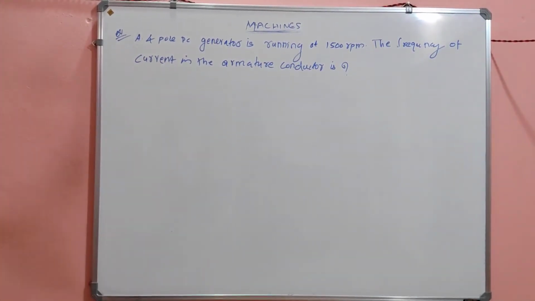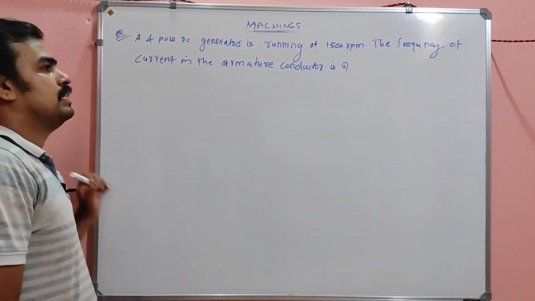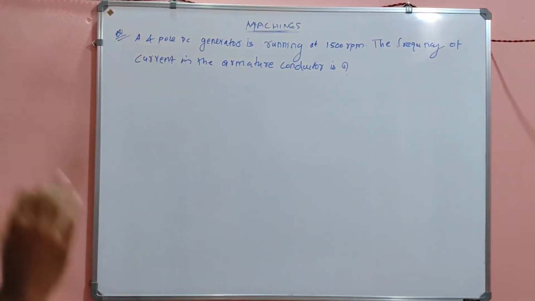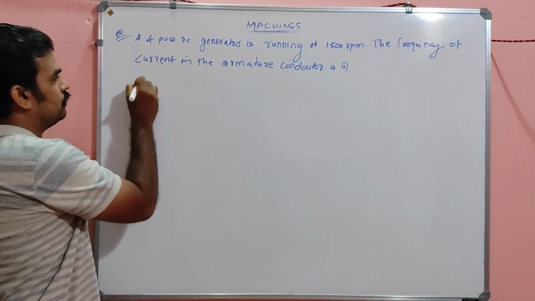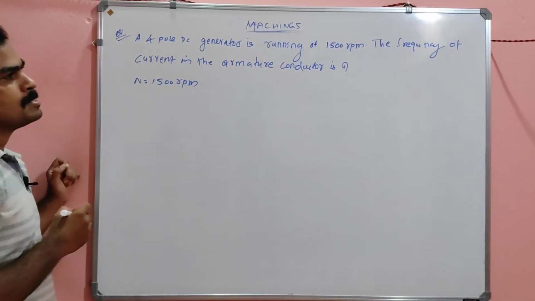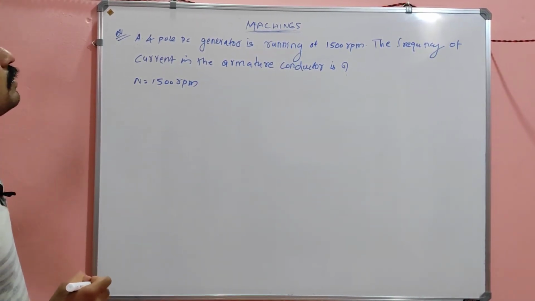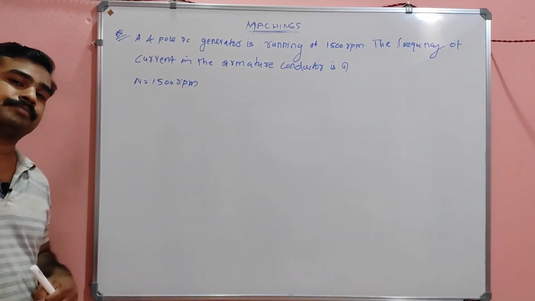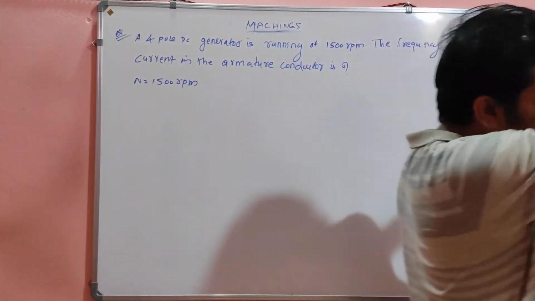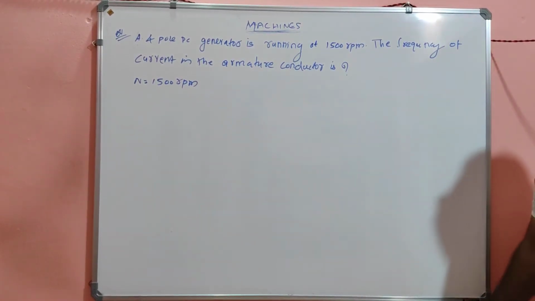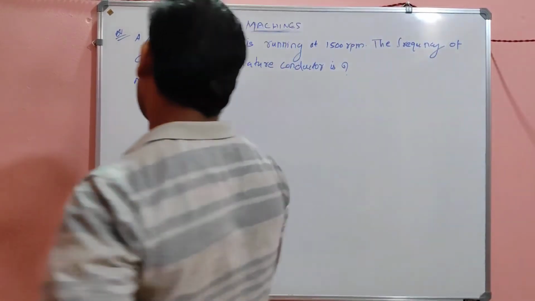It's a very good question, and there is a chance of making an error also. A 4-pole DC generator is running at 1500 rpm, my dear. So N is nothing but 1500 rpm, it's given. The frequency of the current in the armature conductor is, what will be the answer? And poles, P is equal to 4 pole, right?